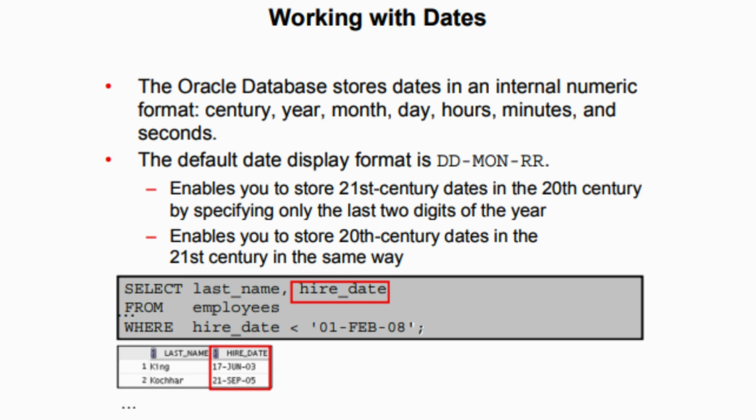So, although a hire_date such as 17-JUN-03 is displayed as day, month, and year, there is also time and century information associated with the date. The complete data might be June 17, 2003, 5:10:43 p.m.